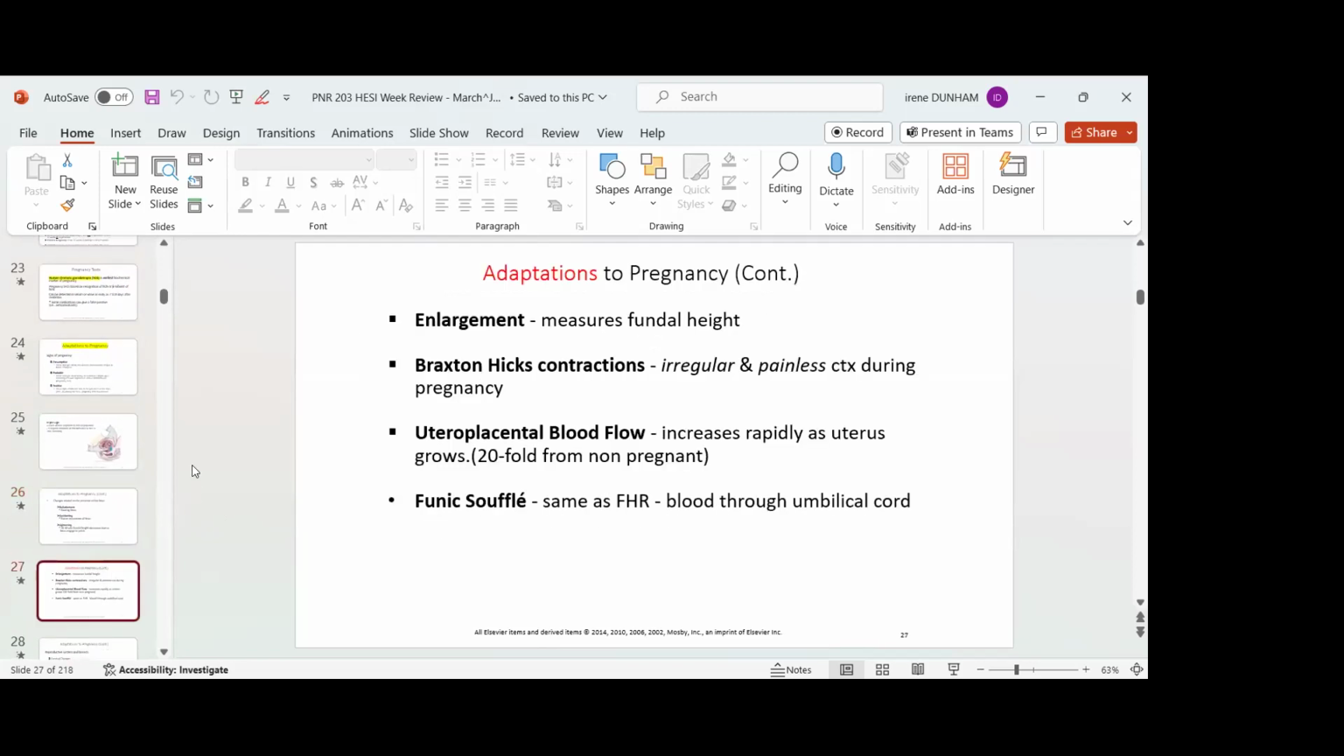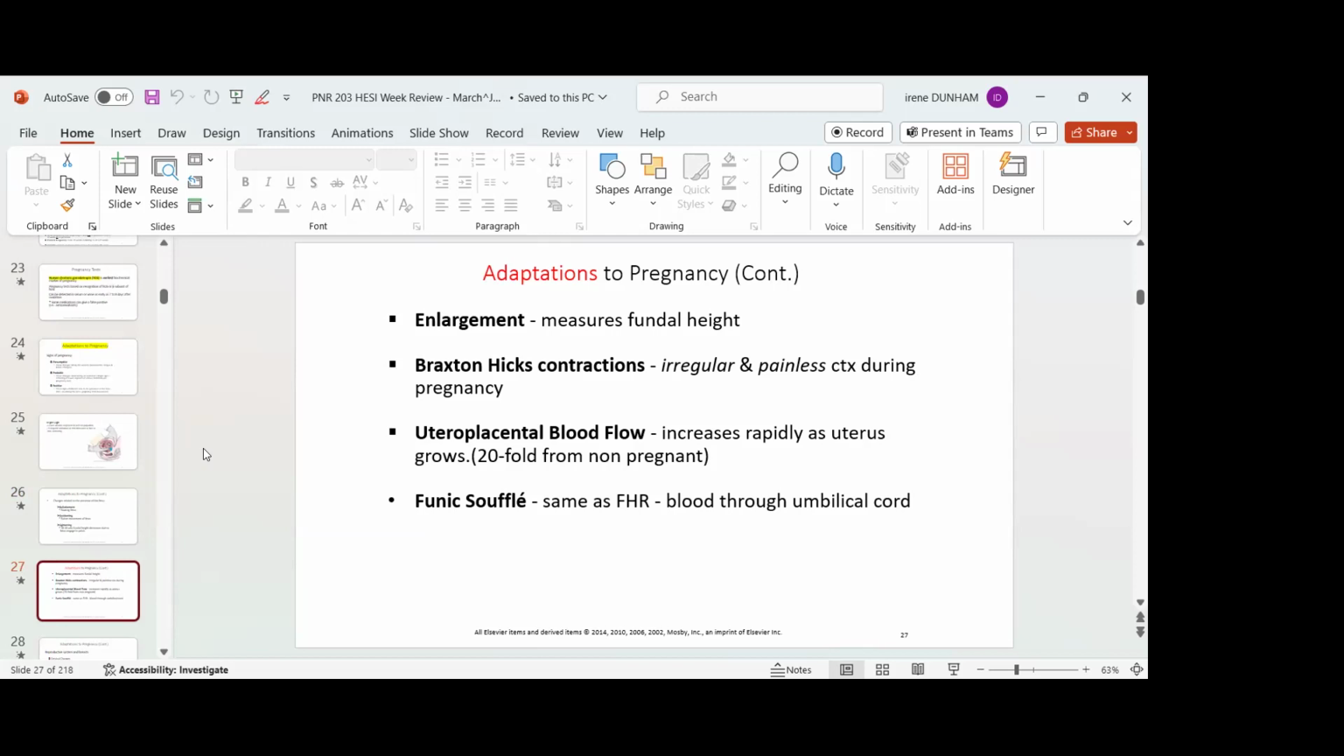Some more changes, enlargement. We measure fundal height. We measure from the symphysis pubis, straight up to the fundus of the uterus. When we measure the height, we can tell if this baby is small or large. We can see if the baby is growing like it should.